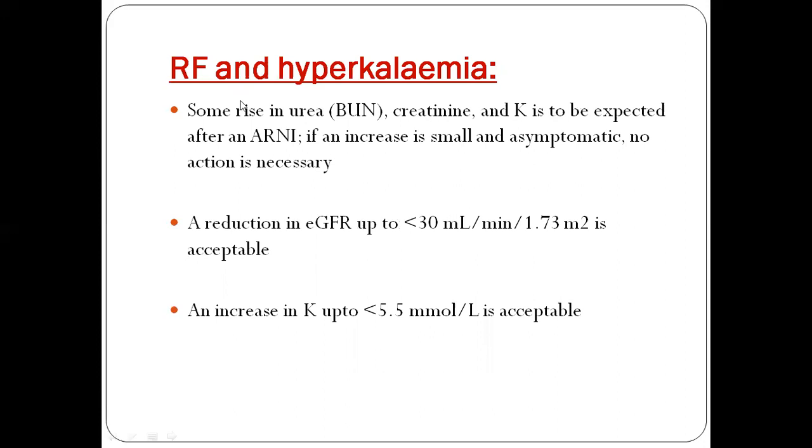Okay, so renal failure and hyperkalemia. Some rise in BUN, creatinine, and potassium is expected after an ARNI. If the increase is small and asymptomatic, no action is necessary. What they say is that a rise in potassium up to less than 5.5 is acceptable, and an eGFR decline of less than 30 is also acceptable. If it declines by more than 30, then you should try to reduce the dose, and based on the physician's decision, you can decide or change.